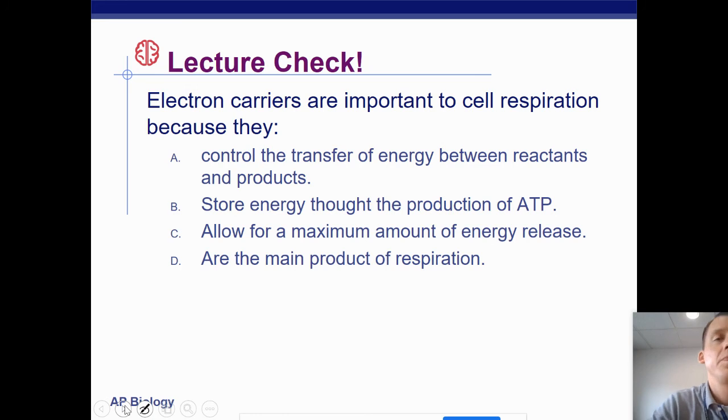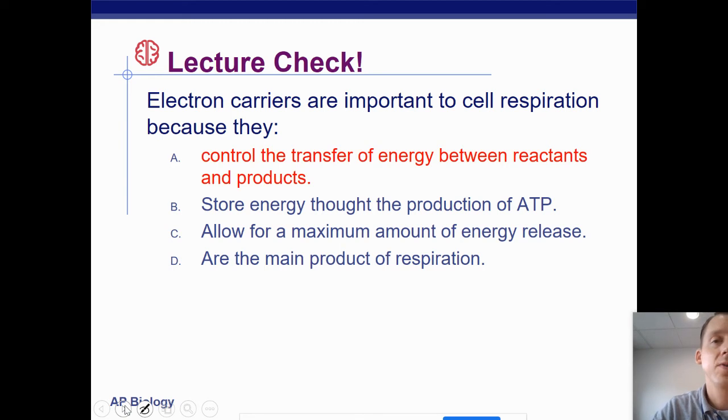Okay, so lecture check question. Electron carriers are important to cell respiration because they: A, control the transfer of energy between reactants and products; B, store energy through the production of ATP; C, allow for the maximum amount of energy release; or D, are the main product of respiration. Take a moment and answer this question.